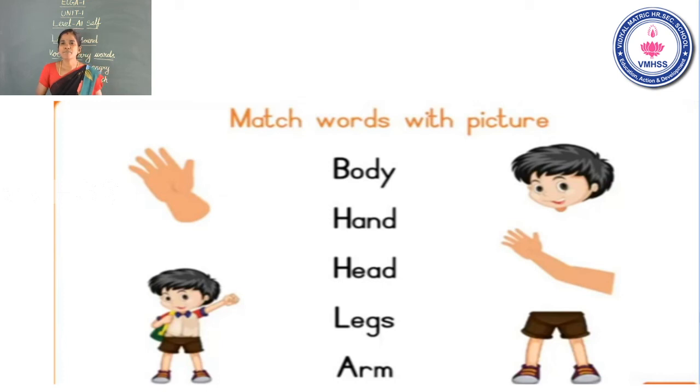Merge words with picture. First one, see the picture. Hand. Second one, body. Third one, hat. Fourth one, arm. Last one, legs.